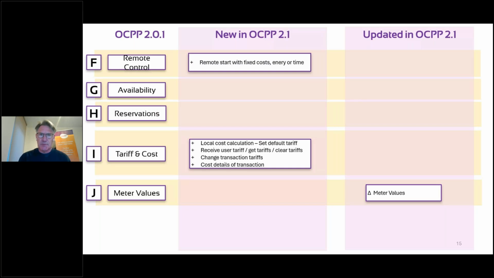Because now in OCPP 2.1 we support local cost calculation, and you are able to provide a tariff structure that exactly defines how to calculate the cost at the station. And before I dive into a little bit more details on tariff and costs, the block J, the meter values, has been a minor delta, mainly because new measurements exist now that we do bidirectional charging as well.